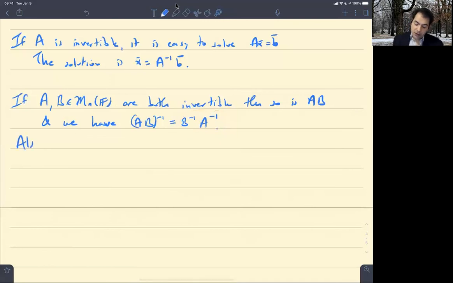Also, by the uniqueness, note that if I take the inverse of A and then I take the inverse of that, I get A again. Right? Another way of saying that is that if A is the inverse of B, then B is the inverse of A.